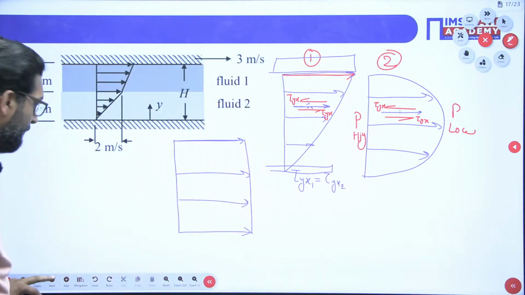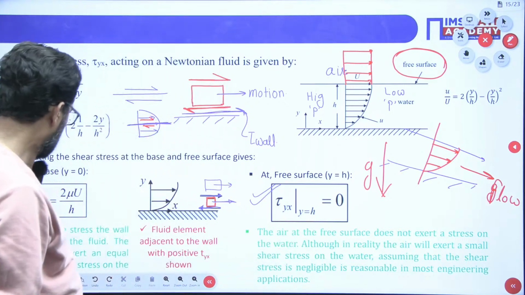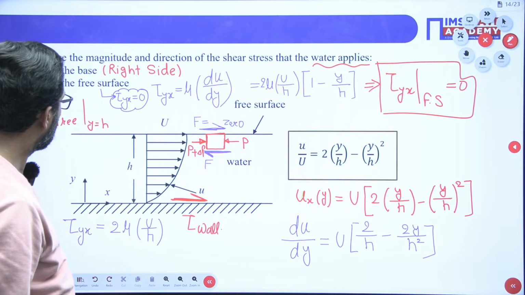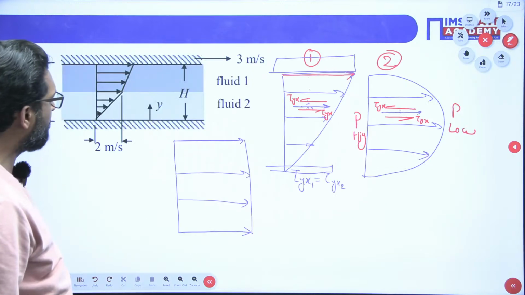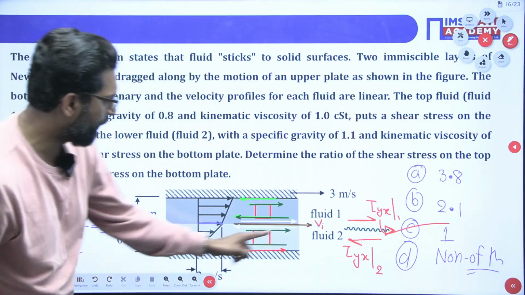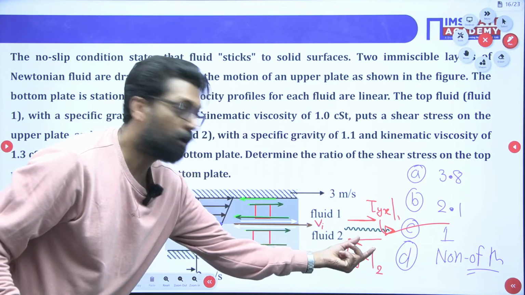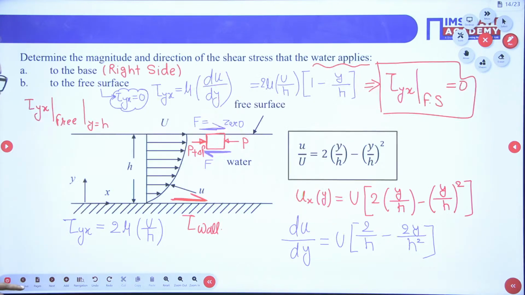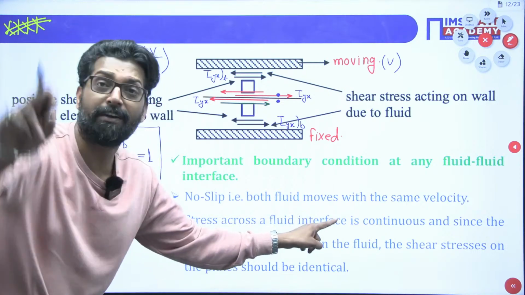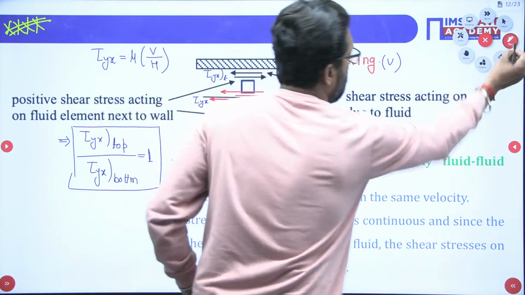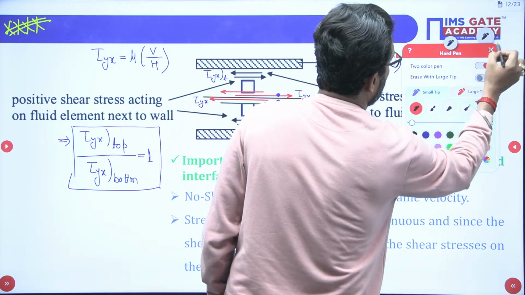See, at the interface, shear stress is continuous. Stresses across the fluid interface. This is a very important line, I'm telling you. That's why I'm discussing it regularly, continuously. Why? Because many students get confused here.